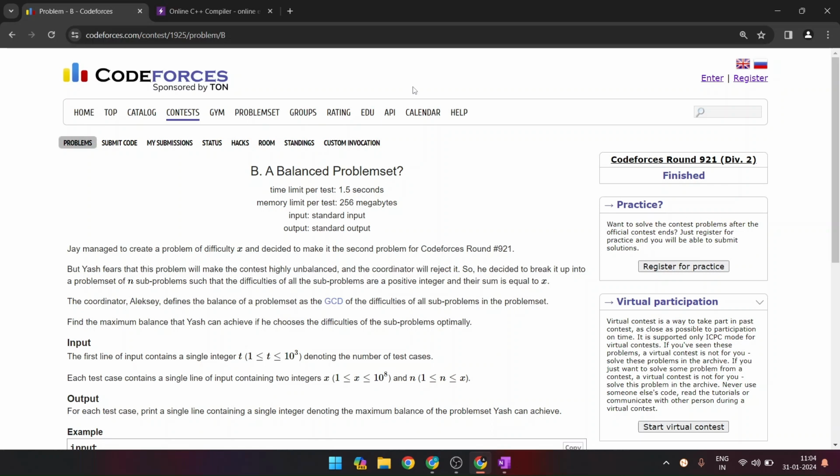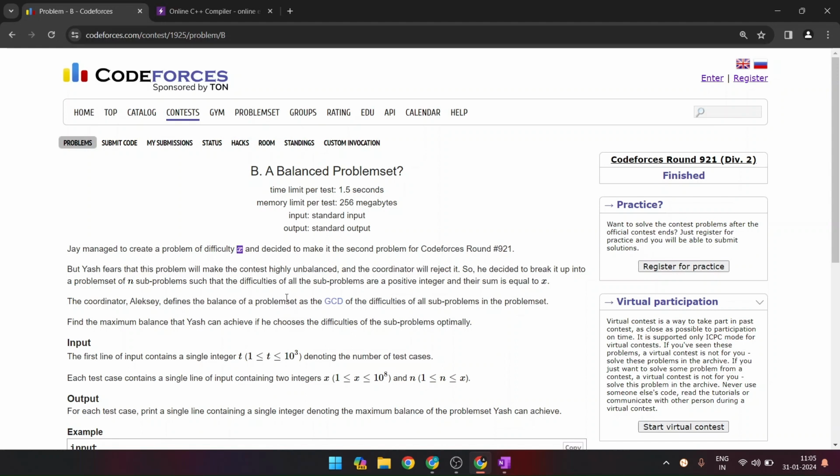Welcome. Today we have the question from Div 2, which is 1925B, a balanced problem set. So let's first understand the question. Here it is telling that Joy managed to create a problem of difficulty X and decided to make it the second problem for this round.